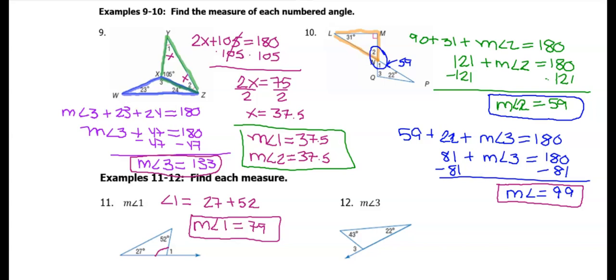So again, let's practice using our new theorems. Measure of angle 3 then is equal to 43 degrees plus the 22, and so that's going to give me a total of 65.